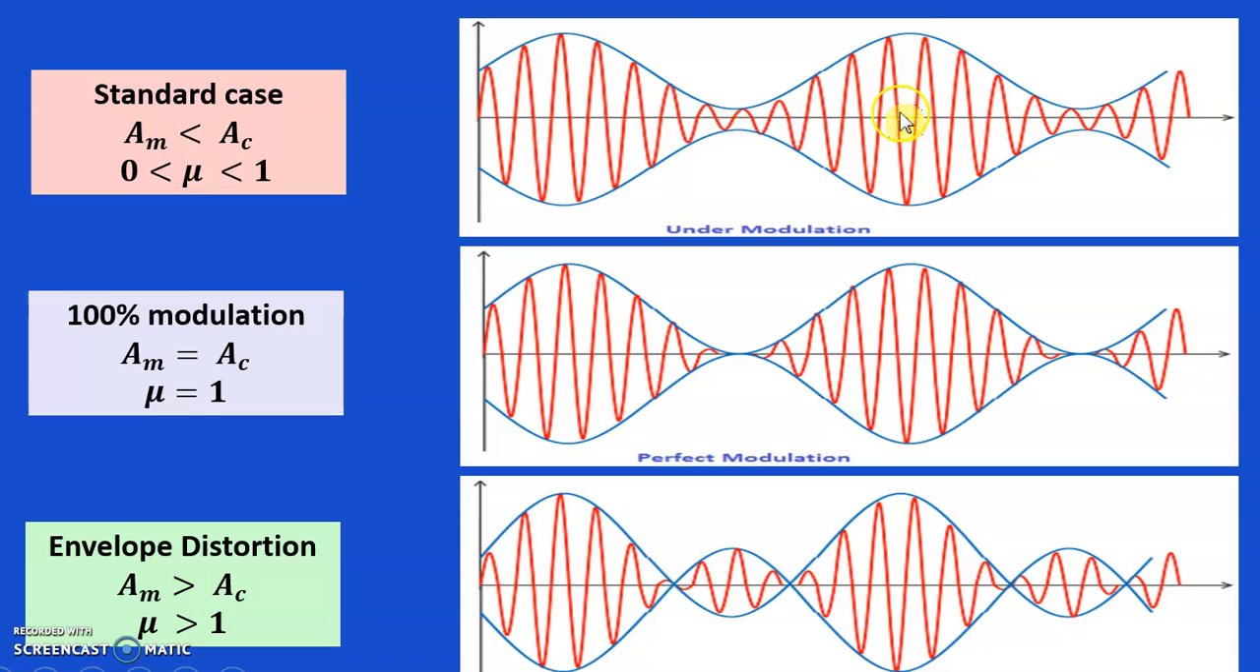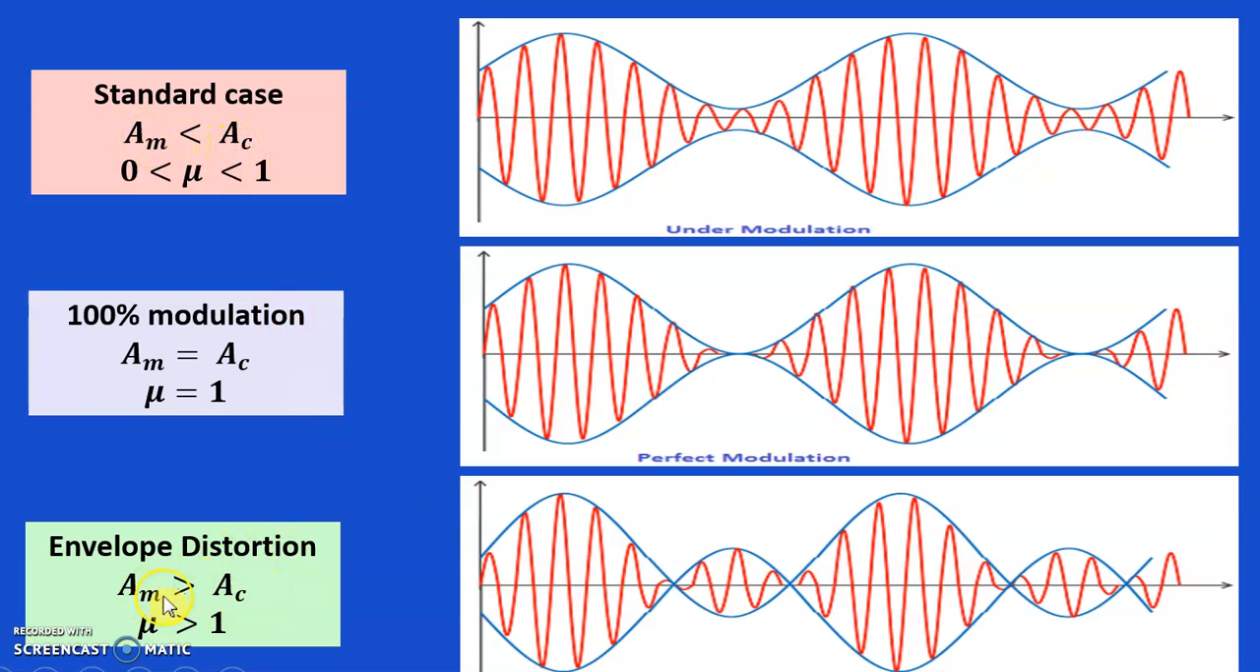When AM is equal to AC, that means mu is equal to 1, then we will have 0 values here, because A minimum is equal to AC minus AM, and while AM is equal to AC, then this will become 0. So still we can recover the message without any distortions in this case, as well as in the first case when AM is less than AC.